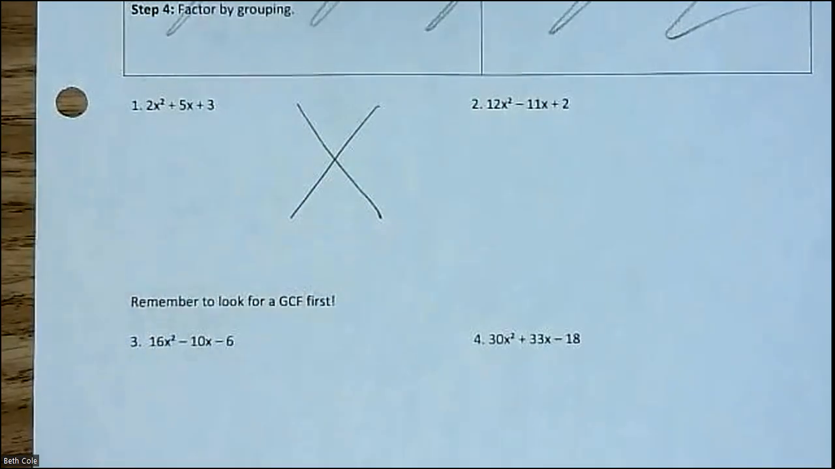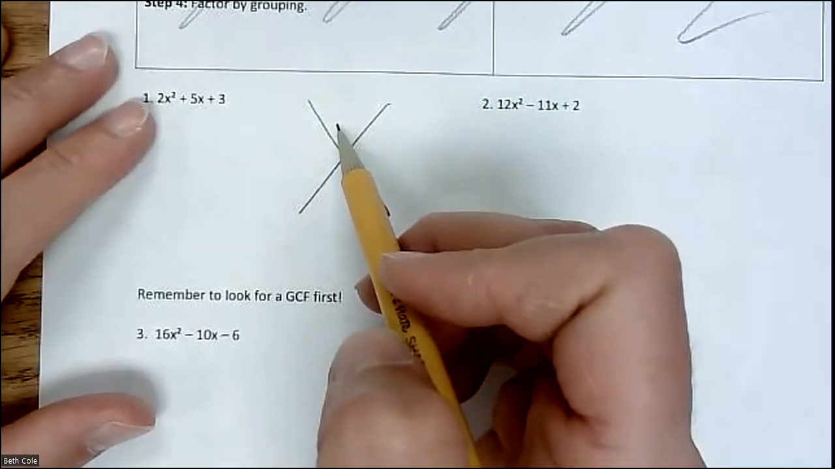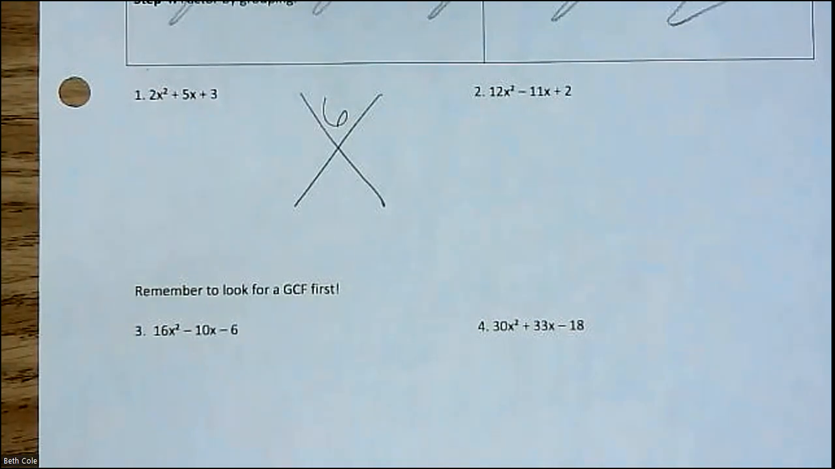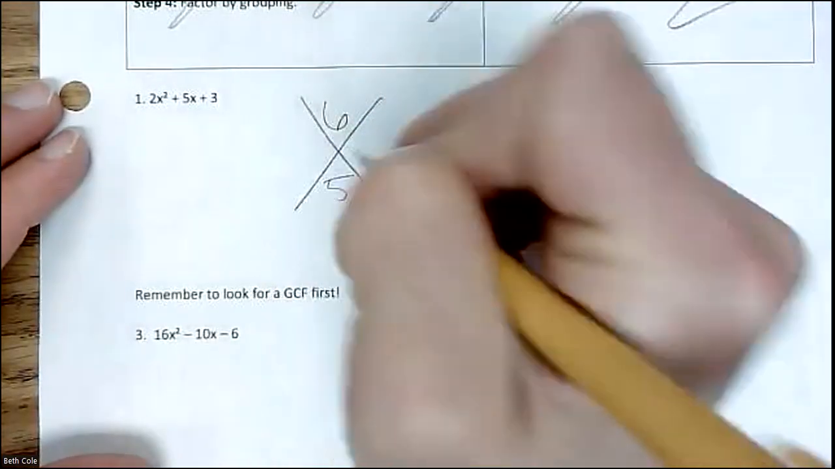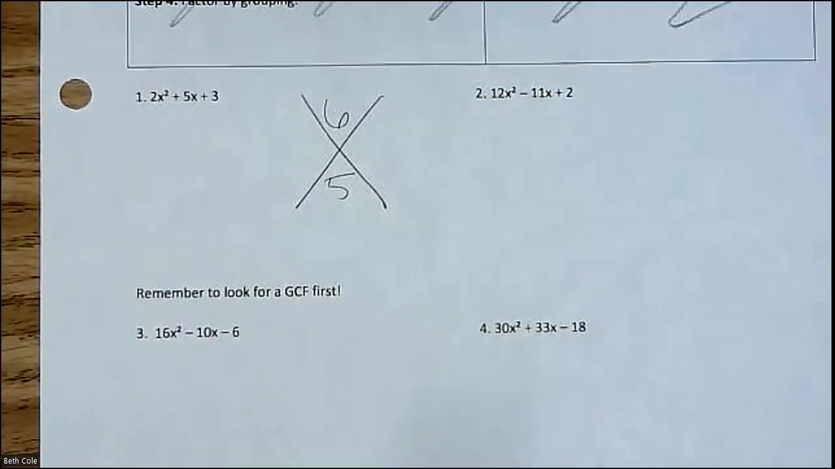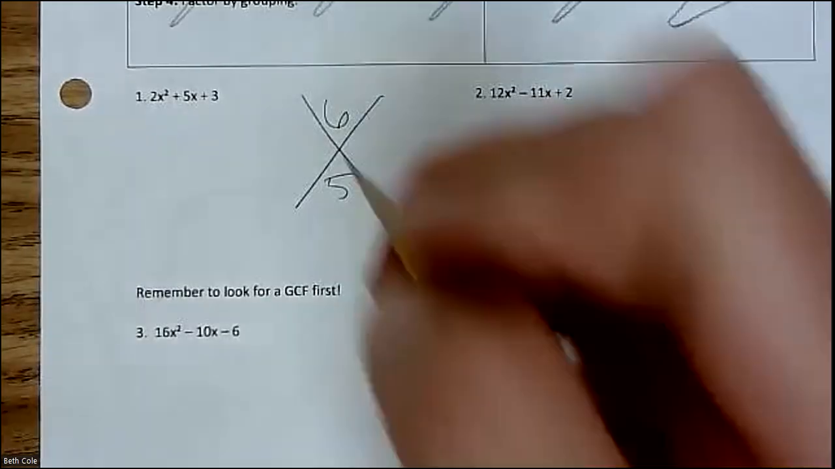Draw your X box. Stay awake with me, guys. What number goes on the top? Good. 2 times 3 is 6. Gentlemen, 5 goes on the bottom. Now everything's going to be positive, which is kind of nice. I need numbers that multiply to be 6, but add up to be 5. Be 3 and 2.